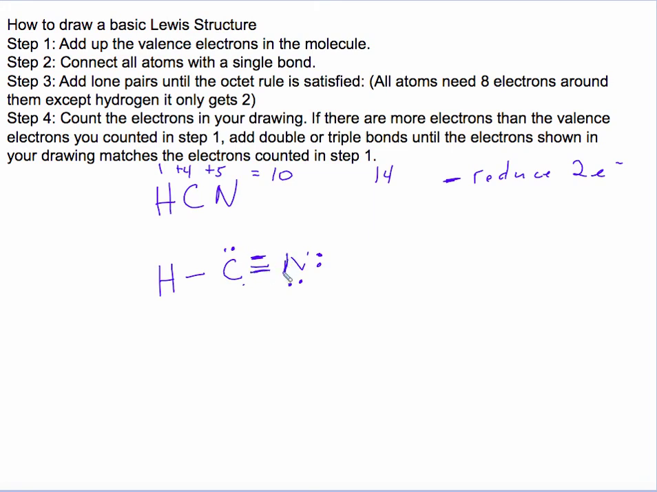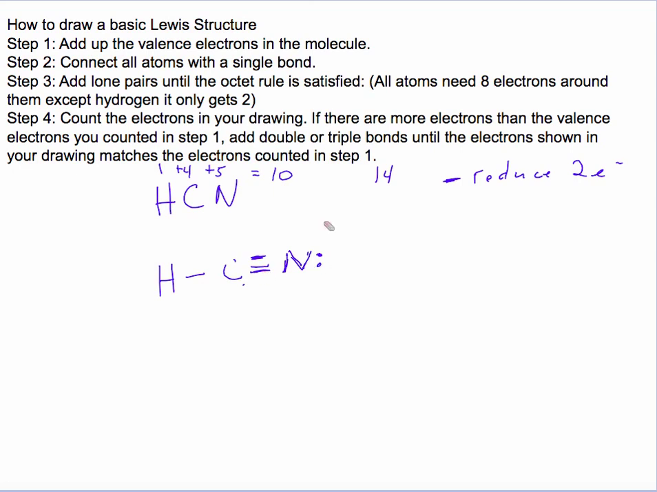Okay, so the only place to reduce by 2 more electrons would be to try a triple bond here with the nitrogen and carbon. But now you got to reduce electrons to maintain the octet, because right now we got 2, 4, 6, 8, 10, and we only need 8. So I'm going to erase another lone pair. There, that makes 8 around nitrogen, but carbon has 2, 4, 6, 8, 10. That's 2 too many. So I'm going to erase this lone pair here.